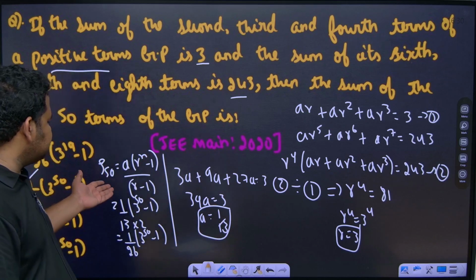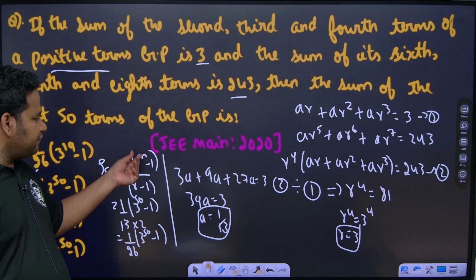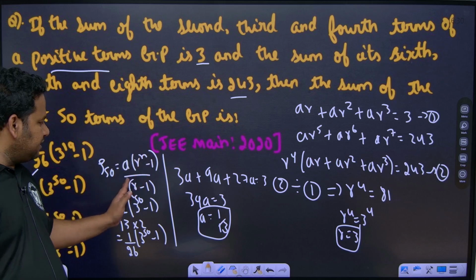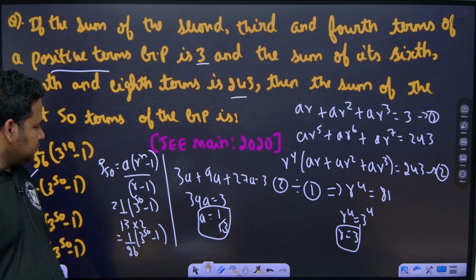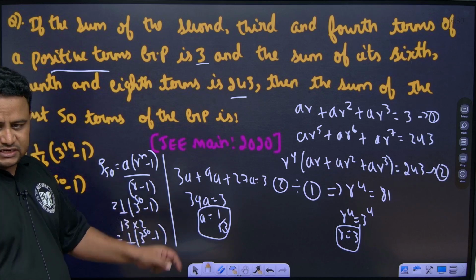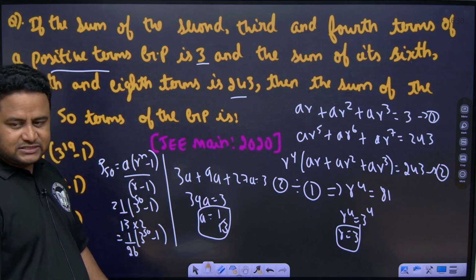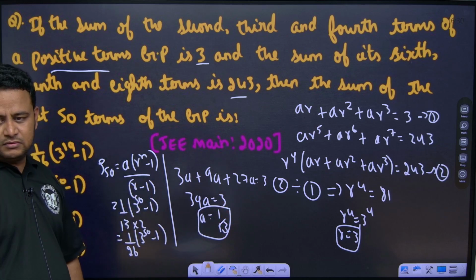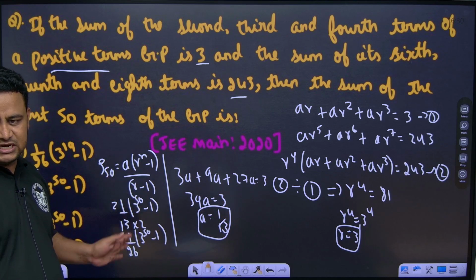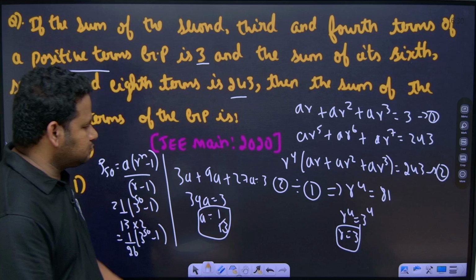Now the formula is S of 50 is a into r to the power of n minus 1 by r minus 1. So this will be 1 by 26 into 3 to the power of 50 minus 1. If r is greater than 1, this is the formula. If r is less than 1, it is 1 minus r to the power of n. Here r is 3, so it is greater than 1. Is it clear? Okay.